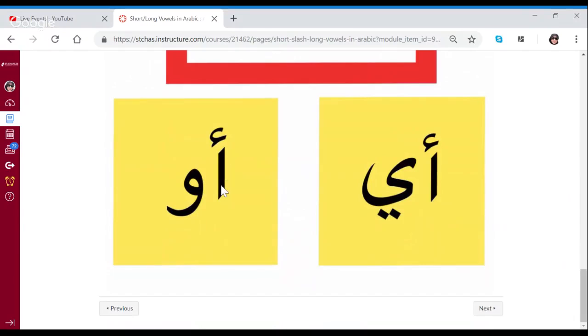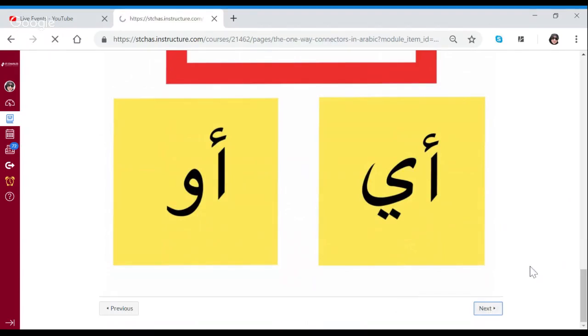And if you have aleph with wow, it makes the o sound. So you have a and o. A for aleph and ya, like in aina. And aleph and wow gives you o. So in addition to the 3 short vowels and 3 long vowels, you also have 2 diphthongs. Okay. Any questions about those? It's a lot to take in. If I go too fast, just slow me down.